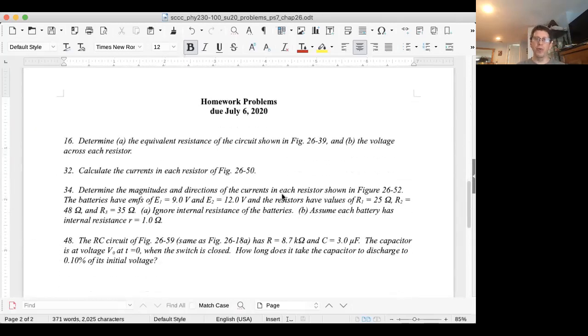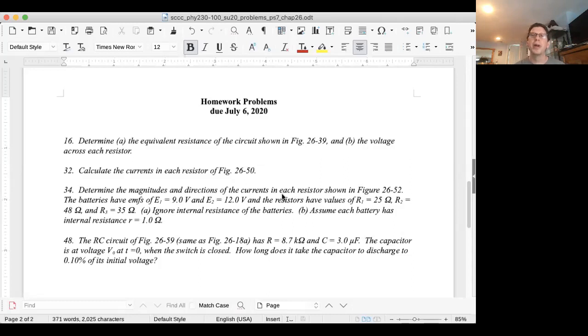And that brings us to the 4 homework problems. The first: determine the equivalent resistance of the circuit shown in figure 26-39. So look at that example, and then figure out the voltage across each resistor. If you're having trouble visualizing it, you can redraw the circuit in a way that makes it easier to figure out what's going on, and what's in series and what's in parallel, and then how to figure out the resistance of the circuit. And then figure out the voltage across each resistor.